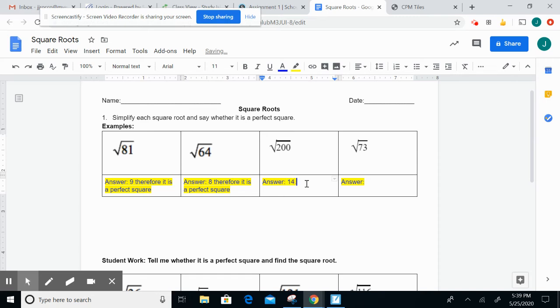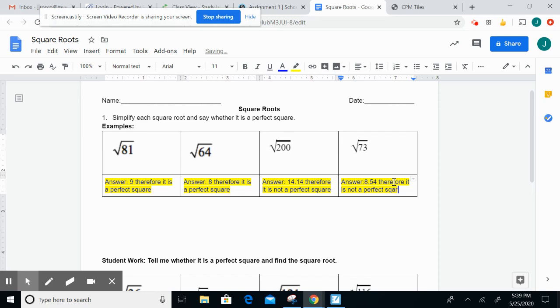14.14. You can keep it like that, or just do it to 2 decimal places, but therefore, it is not a perfect square. It comes out to be a decimal. That means that if we took 200 squares and tried to make a perfect square out of it, it's not going to work. There's nothing that we can do there. Square root of 73 is 8.54. You can round it to 2 spots, and therefore it is not a perfect square.